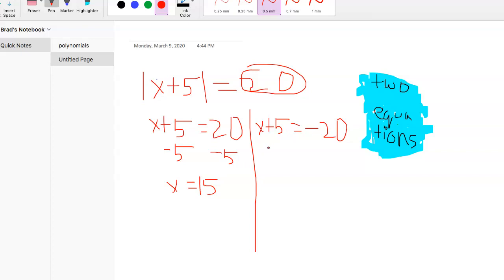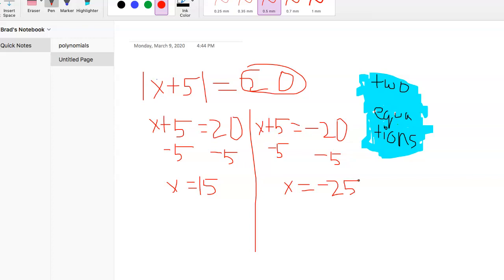And then we'll subtract 5 over here again. And remember that when we have a negative, so negative 20 minus 5 is negative 25. That's our solution, right? So we have two solutions. One is x equals 15. Two is x equals negative 25. So you're going to be seeing two solutions.